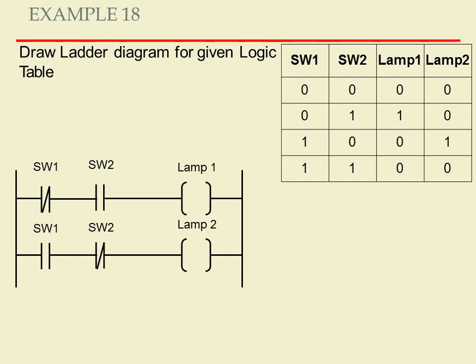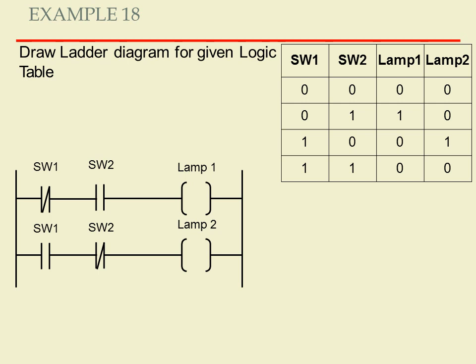Here is another example. Draw a ladder diagram for the given logic table where switch 1 and switch 2 are the input devices, and lamp 1 and lamp 2 are the output devices. First consider switch 1 and switch 2 and the output device lamp 1. For 0 0, output should be 0. For 0 1, output should be 1. For 1 0, output should be 0. And for 1 1, output should be 0. So let us draw this.